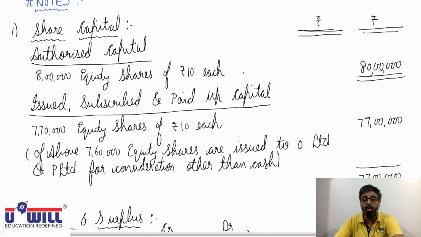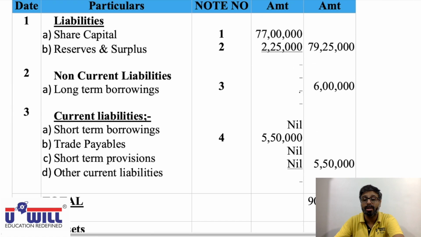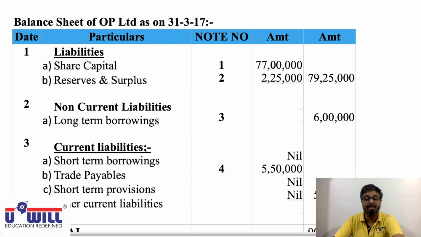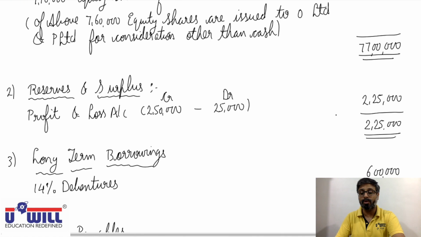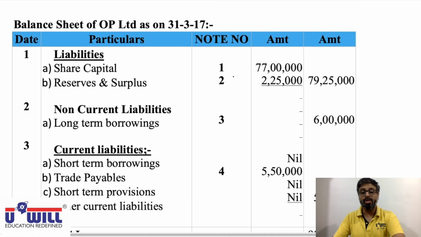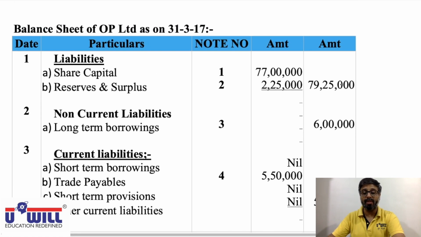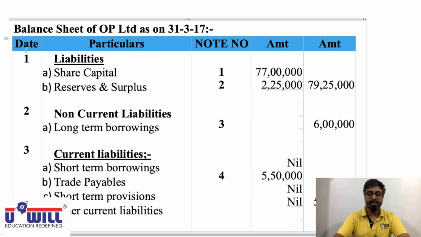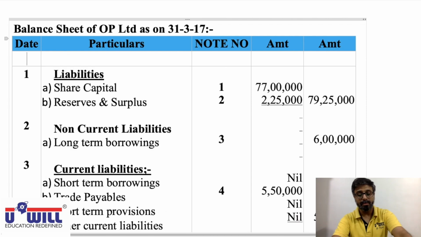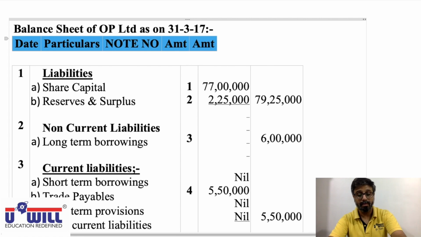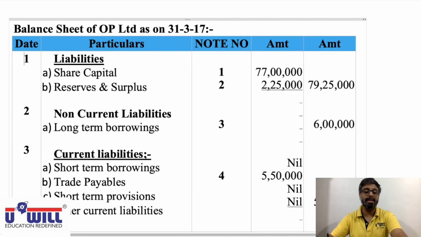Share capital, see in note 1, do we have 77 lakhs or not? So share capital 77 lakhs. Pause the video and write it, okay, wherever required. Reserves and surplus, see in note 2, all of you, do we have 2,25,000 or not? So write down in the balance sheet, reserves and surplus 2,25,000, total shareholders funds 79,25,000. Here after liabilities give the heading shareholders funds. Okay, after liabilities you have to give the heading shareholders funds. You all give this in the notebooks.